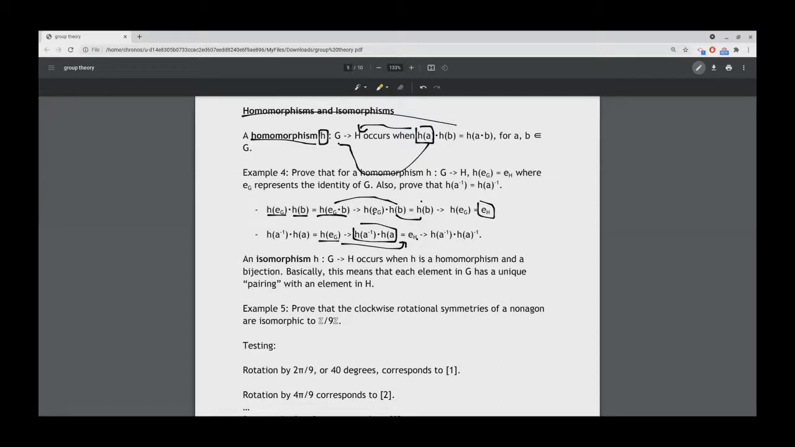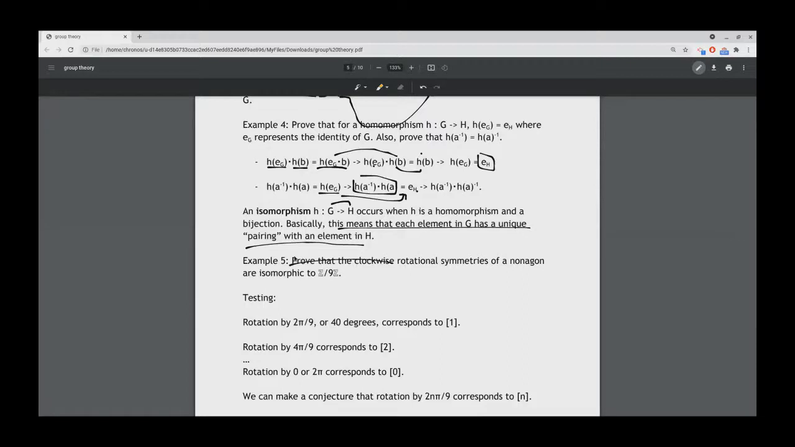So an isomorphism is basically just a fancy homomorphism. An isomorphism from G to H occurs when it is a homomorphism and a bijection. A bijection, I'm sure you know what it is. It's pretty much when two sets have a one-to-one pairing. Basically this means that each element in G has a unique pairing with an element in H.